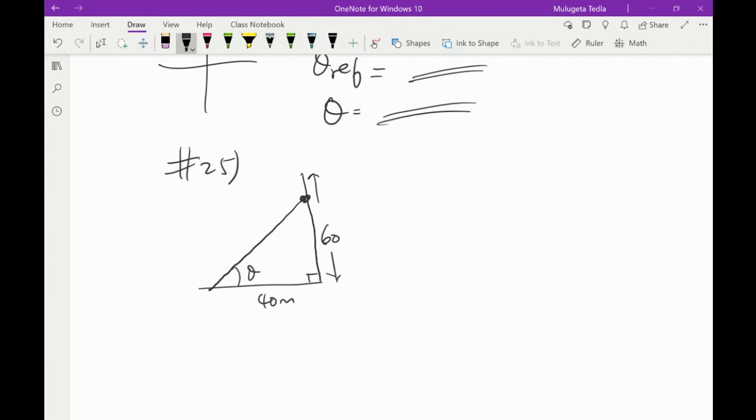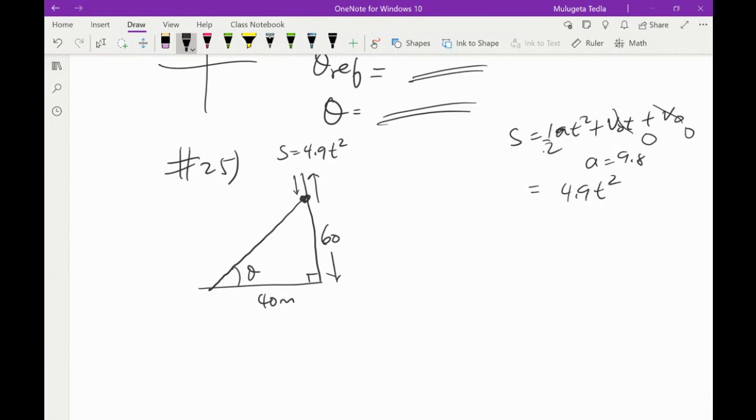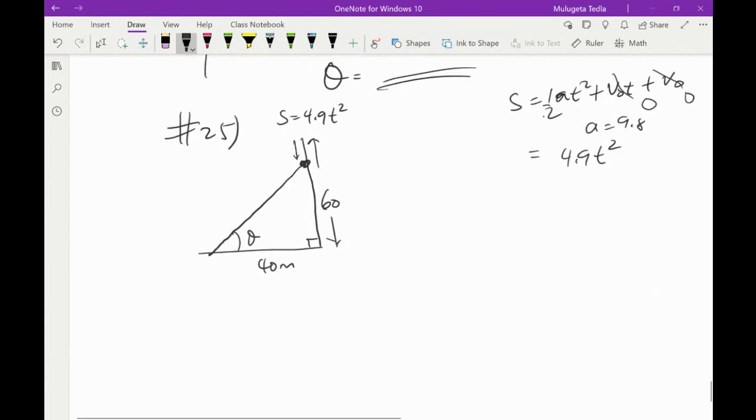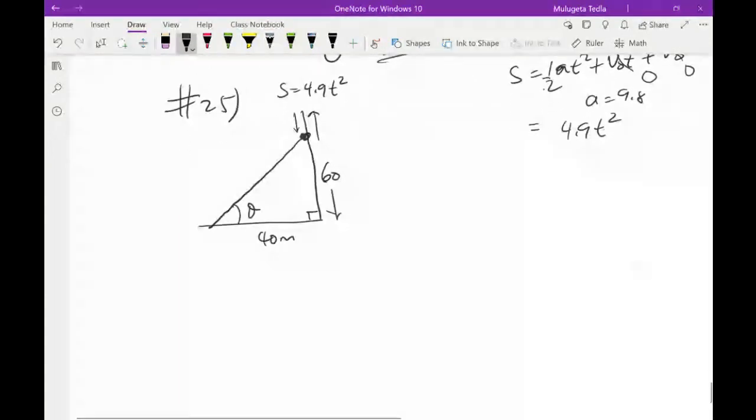This is going down at the motion of s equal to 4.9 t squared. This is like in physics, the free fall displacement equation. It's s equal to half a t squared plus v naught t plus s naught. So v naught is 0, it's free fall. This is 0. g is 9.8. Then 9.8 divided by 2 is 4.9 t squared. That's how they got this. This is going through the free fall equation of motion.